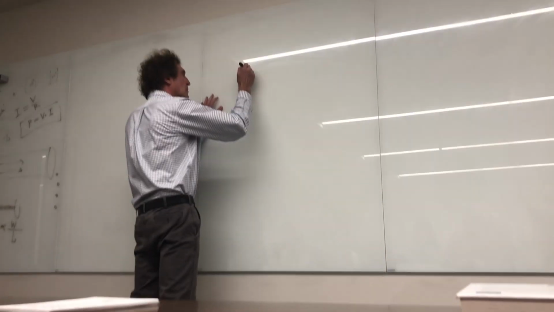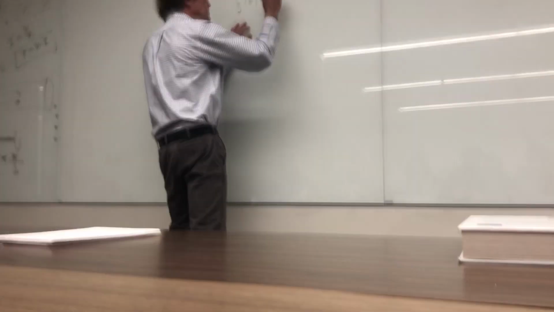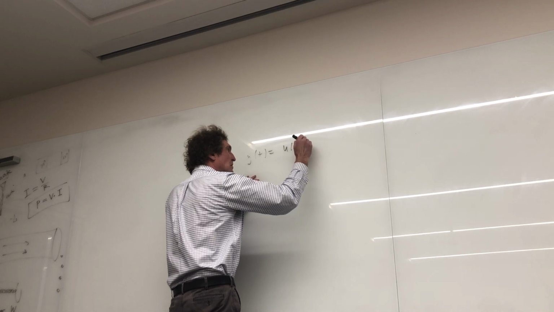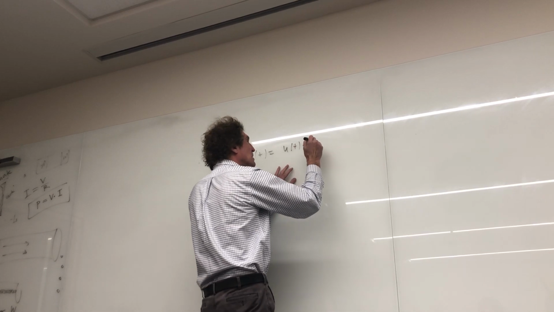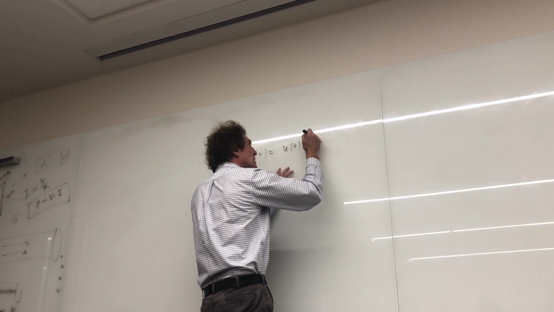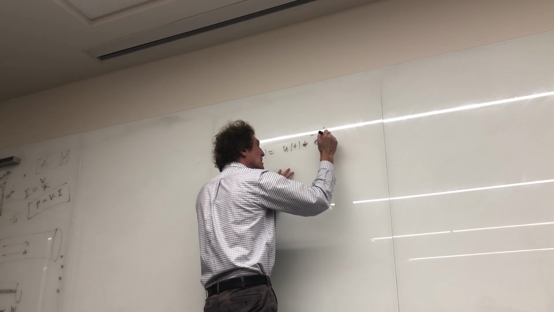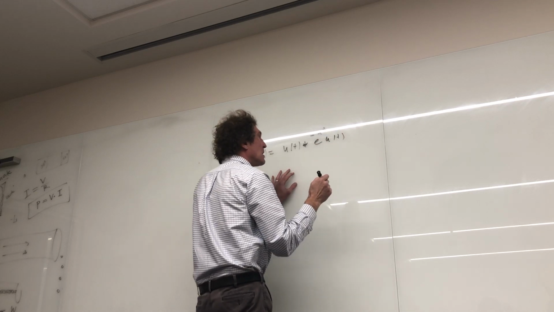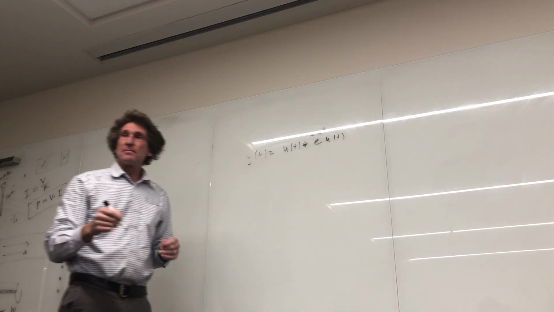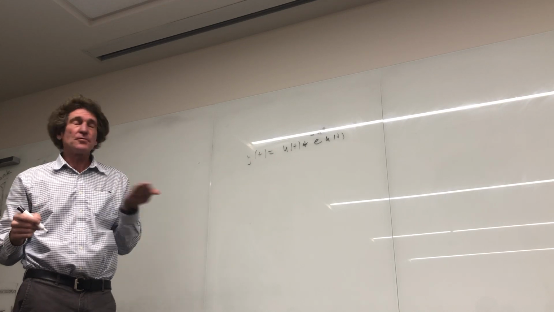u(t) convolved with y(t) equals u(t) convolved with what? e raised to the alpha t, minus or plus? Minus, sorry, yeah, e to the minus alpha t, times u(t), for alpha greater than 0. All right, it's positive. For this one, you draw the two functions.